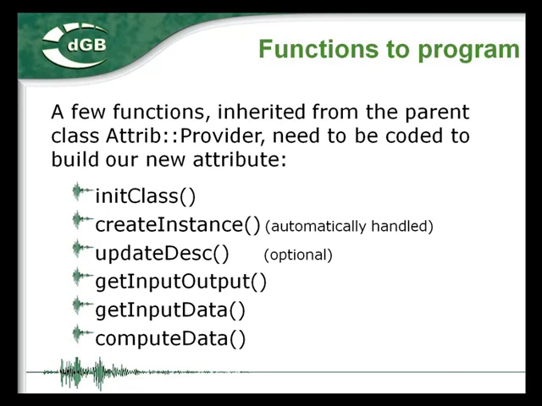So here we can start with the programming, and there are actually only a few functions that you really need to code. What I mean by that is that those few functions are inherited from the parent class provider, and you need to code them to build your new attribute. I will present all those functions one by one and tell you the link between them. But the interesting thing already is that out of those 6 important functions, 2 are either automatically installed or optional. So that gives you an idea of how easily you can start programming.